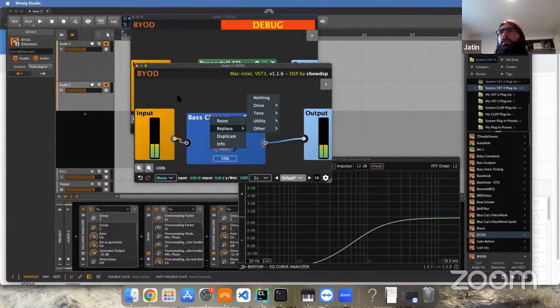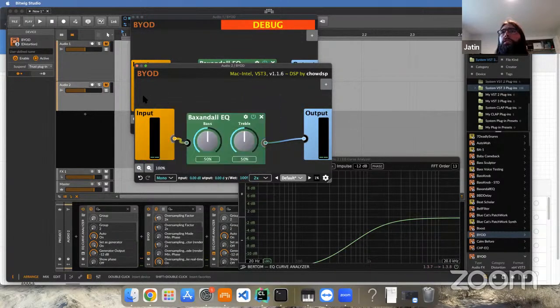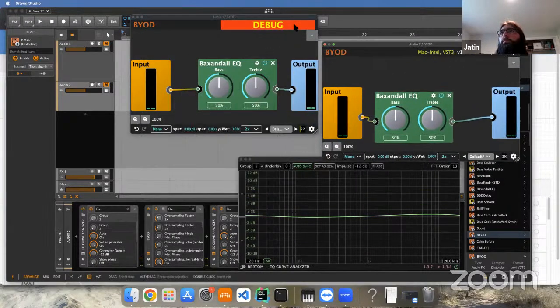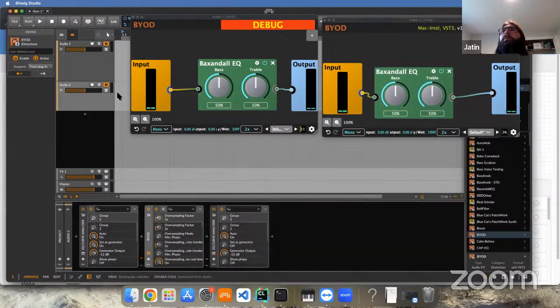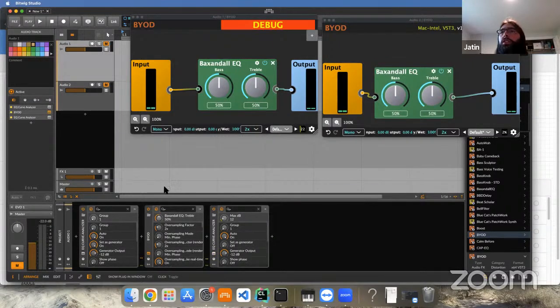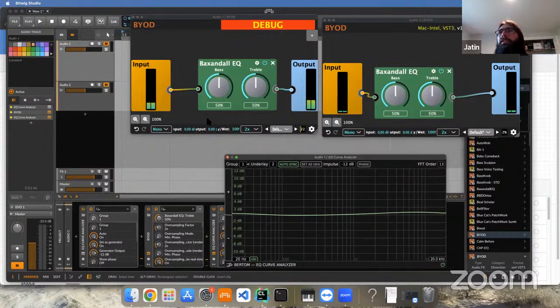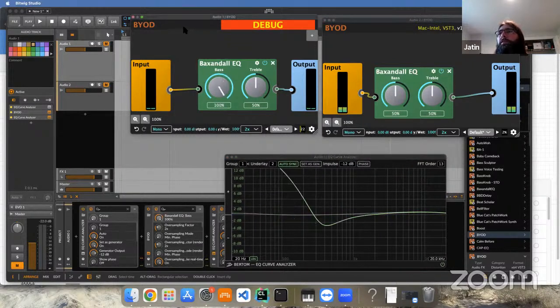Oh, wrong one. Yeah, the Baxandall EQ processor here. So that way I can compare the changes I'm making against the existing version and make sure that I'm not breaking anything. So, for example, if I bring the bass knob all the way up, that should be the same on both of the two plugins here.